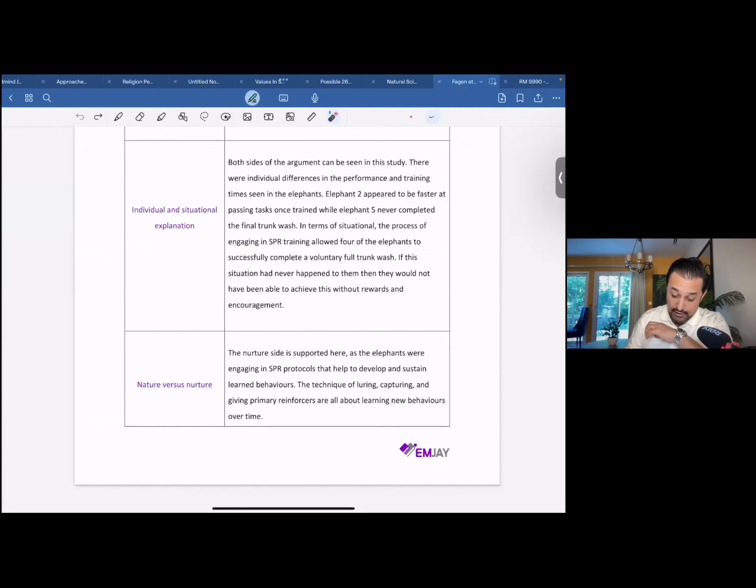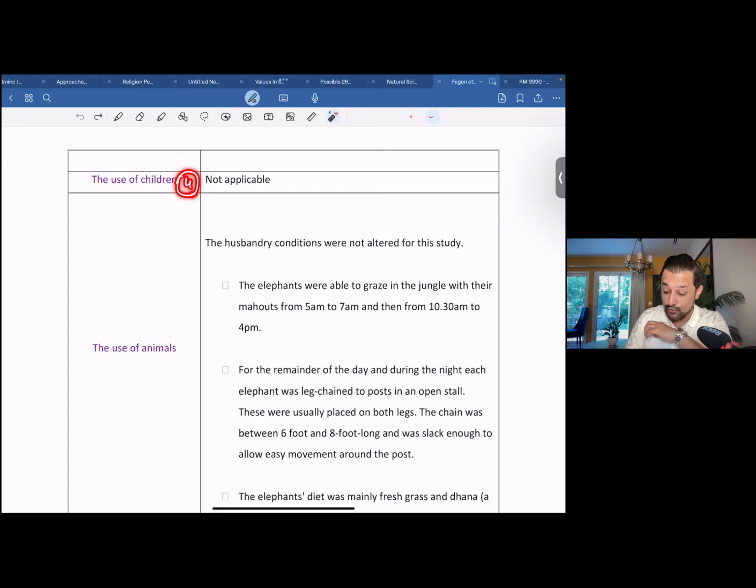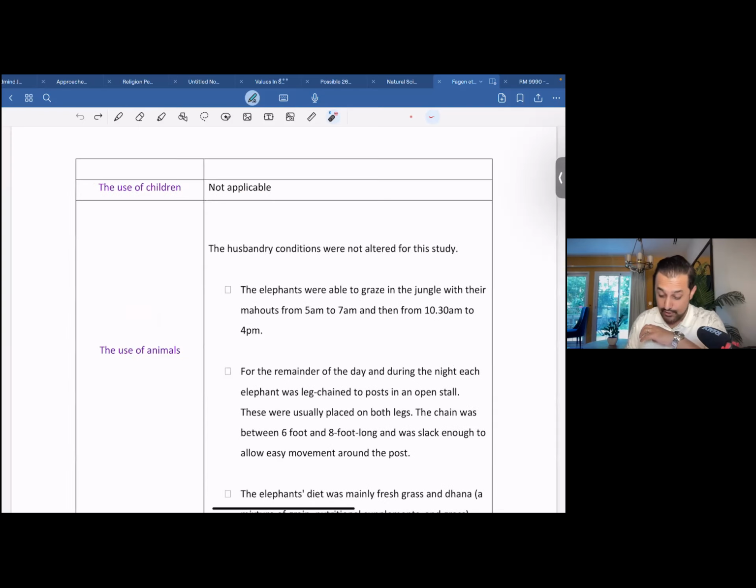Taking this ahead, the use of children is the fourth issue, which is not, of course, applicable to this study because this study does not have any children. This study has animals. So the fifth issue over here is the usage of animals for a particular study.